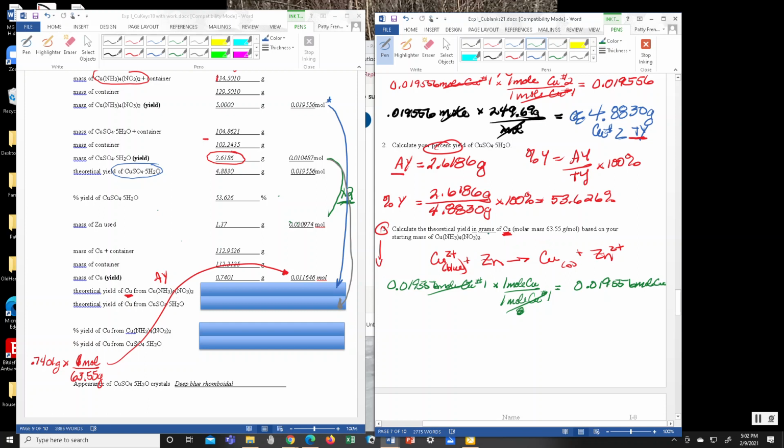But that's not all we want. We want the theoretical yield in grams. So we need to take that 0.019556 moles of copper and multiply it by copper's molar mass, 63.55 grams per mole. And when we do that, we're going to find the actual grams of copper.